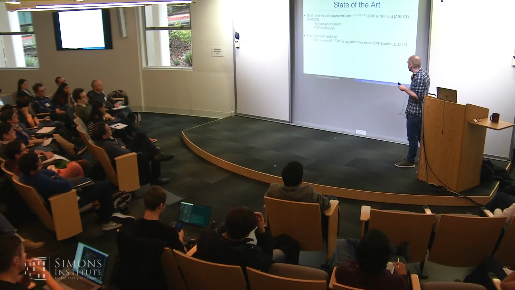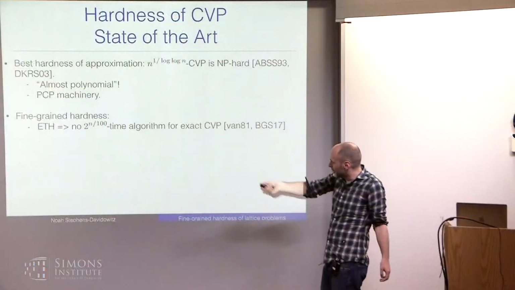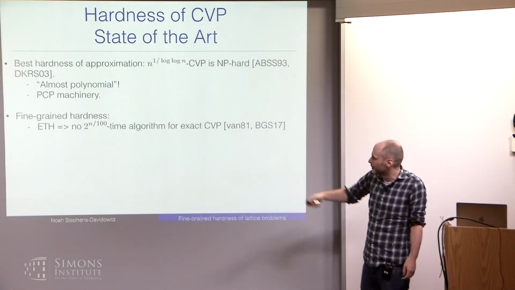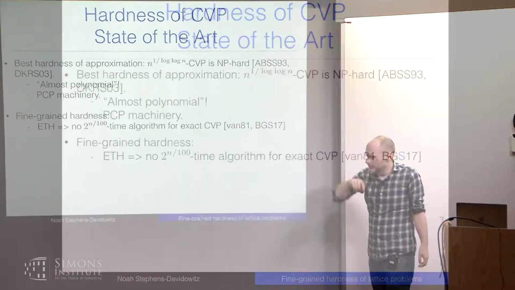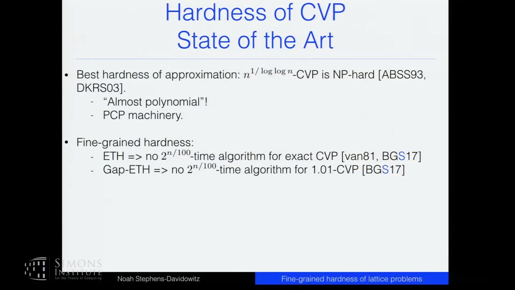The fine-grained hardness that we know, well, under the exponential time hypothesis, we know that there's no 2 to the n over 100 time algorithm for CVP. I actually just showed you that, a full proof. And I also showed you that under the gap exponential time hypothesis, there's no approximation algorithm for CVP.